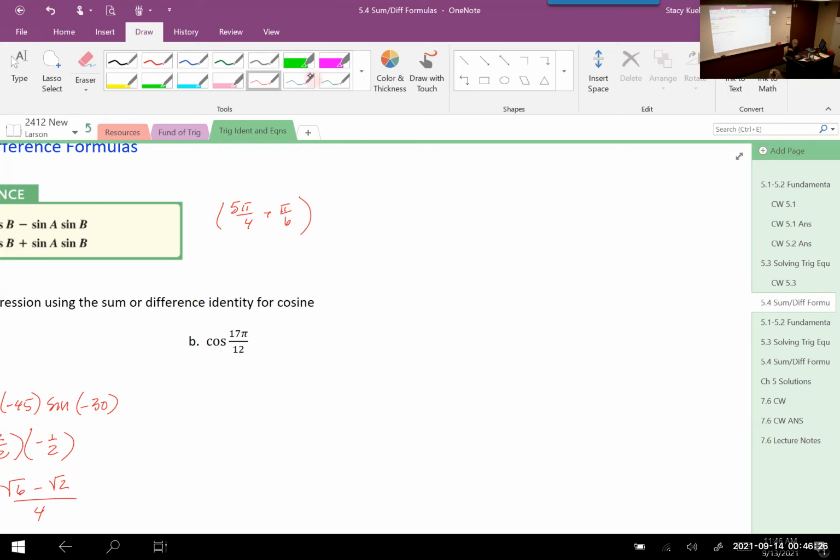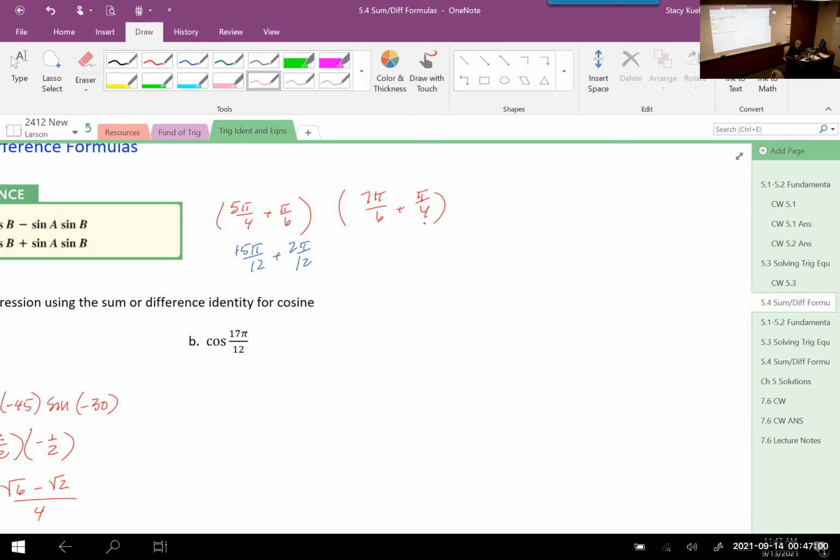Change them into common denominators of 12. So that would be 10 pi over, no, it'd be 15 pi over 12, right? Plus 2 pi over 12, Javi? What about 7 pi over 6 and pi over 4? 7 pi over 6 plus pi over 4. Yes, those are two fractions that add together to give me 17 pi over 12. All right?